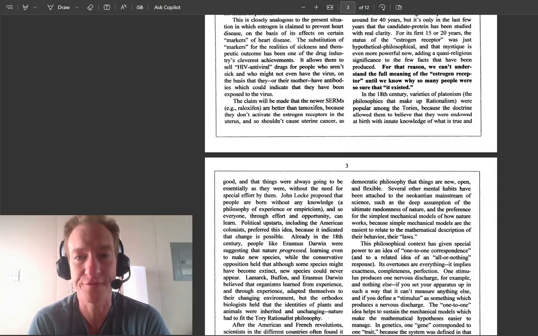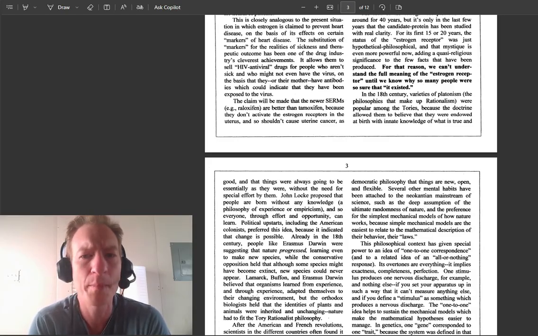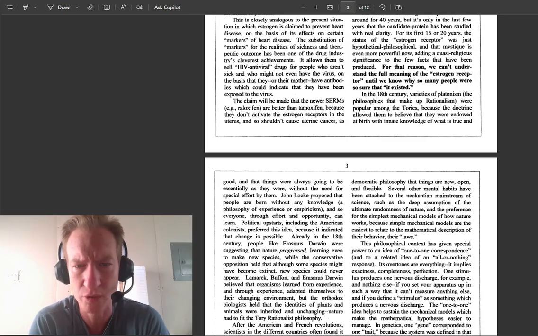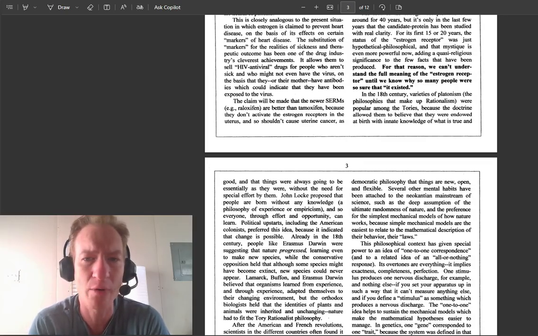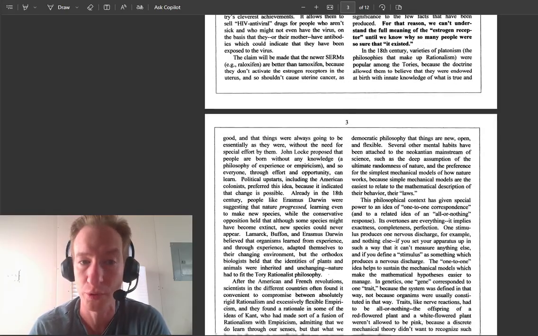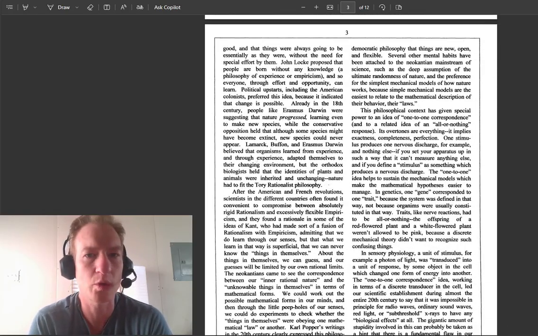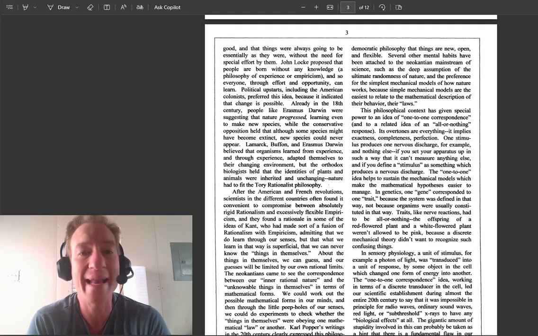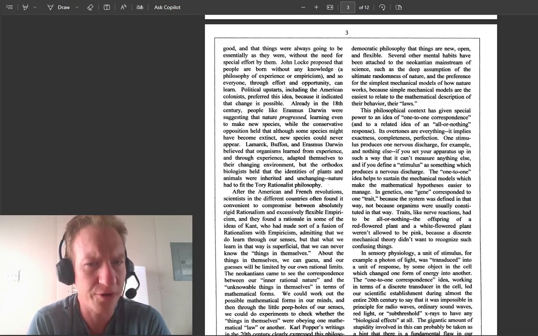In the 18th century, varieties of Platonism, the philosophies that make up rationalism, were popular among the Tories, because the doctrine allowed them to believe that they were endowed at birth with innate knowledge of what is true and good, and that things were always going to be essentially as they were, without the need for special effort by them. John Locke proposed that people are born without any knowledge, a philosophy of experience or empiricism, and so everyone, through effort and opportunity, can learn. Political upstarts, including the American colonists, preferred this idea because it indicated that change is possible.